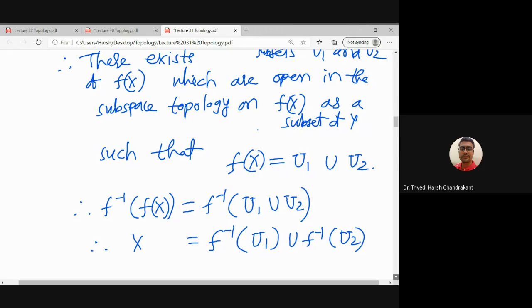So what we get is X is actually f inverse U1 union f inverse of U2. Now if we can show that f inverse U1 and f inverse U2 are disjoint open sets, then we are done. We get the separation of X, right? Because these two sets are open, then X can be written as a union of two open sets which are disjoint.